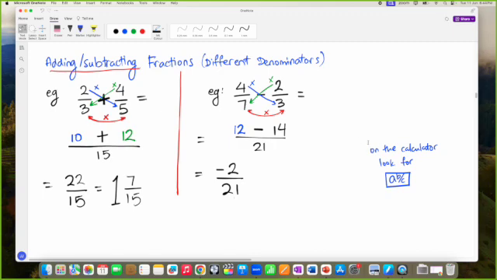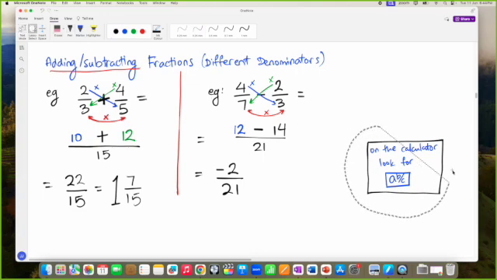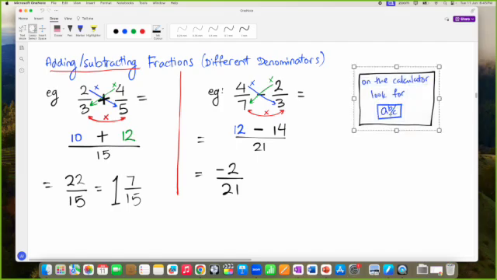Now, you can see I have this little note here. Look on your calculator. This is your normal scientific calculator. And you can see over here is where we have that button I'm talking about. And that button is for fractions, right? So, for example, just a little bit on how to use that button.